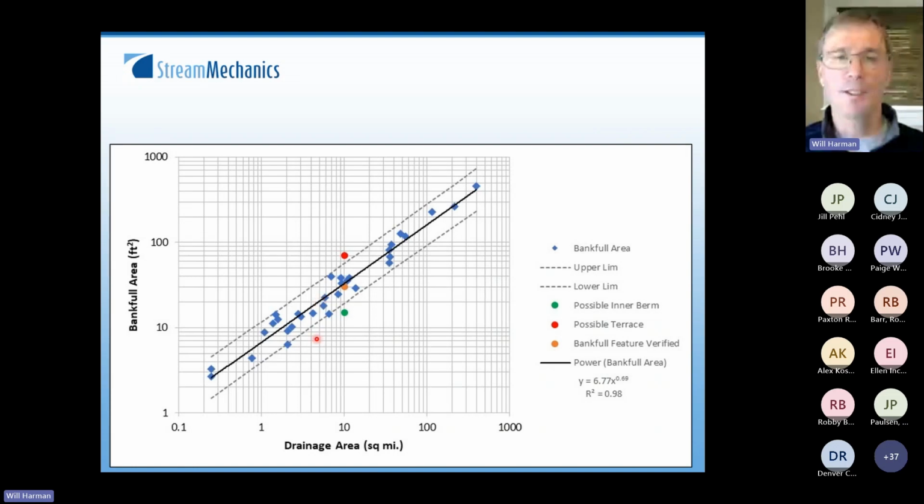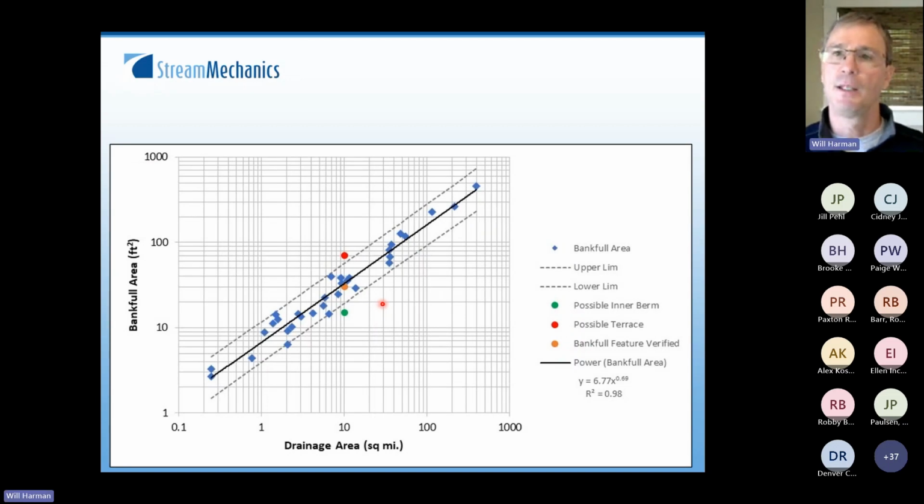People more often get Bankfull wrong by measuring the inner berm. Again, especially if they're coming from doing ordinary high water mark assessments for jurisdictional determinations, they more often than not are too low and they get this inner berm. So this method, I think, more than anything else, will help us improve our repeatability.